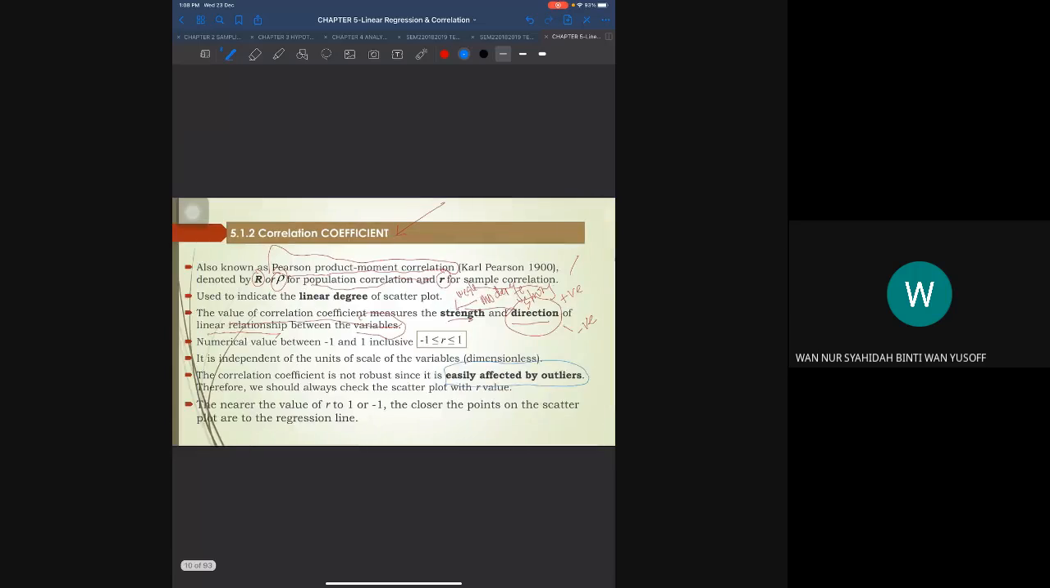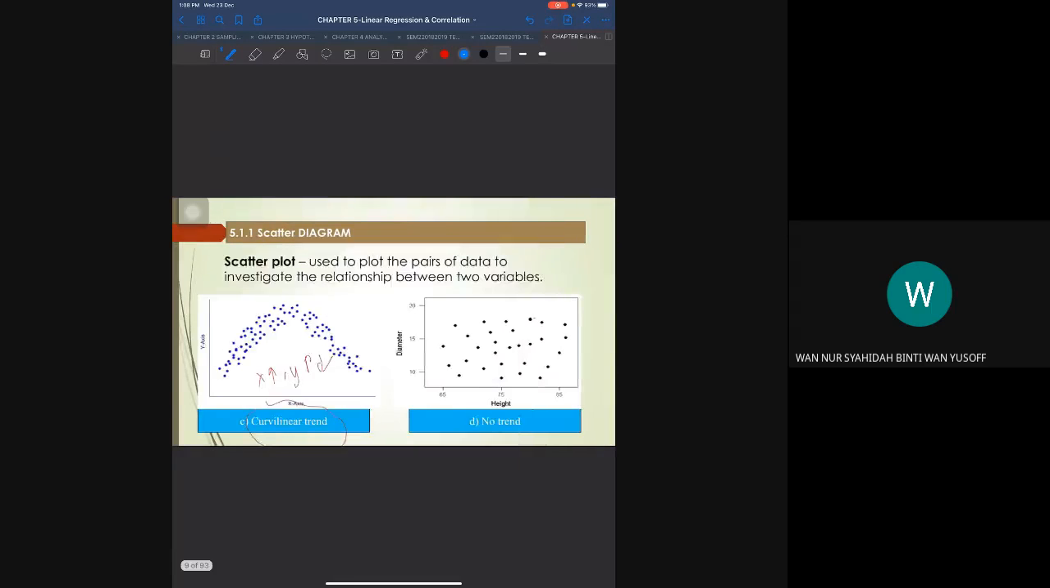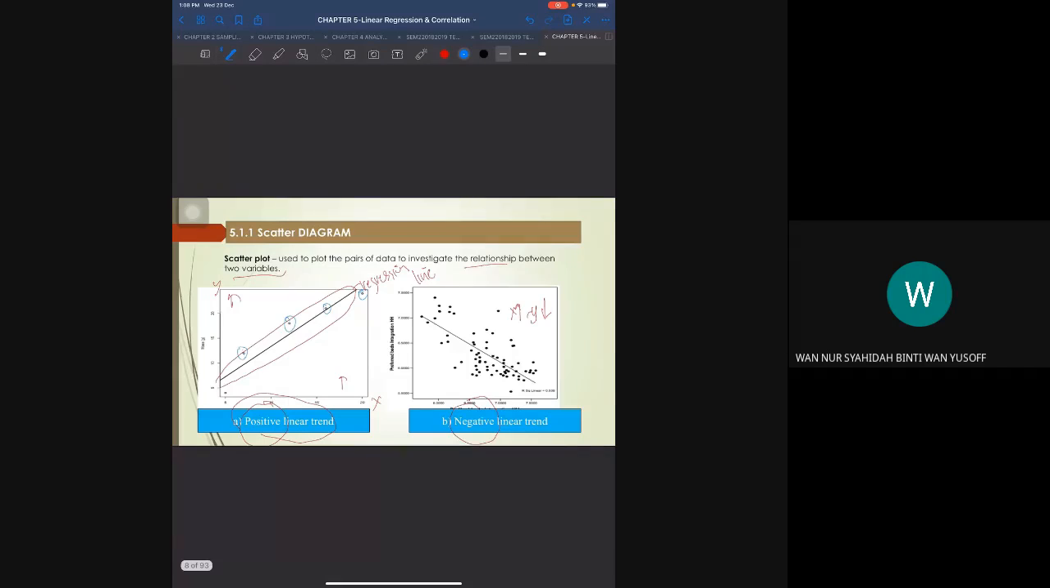So the nearer the value of r is to 1 or -1, the closer the points on the scatter plot are to the regression line. That is what I mentioned just now. If your data points are close to the regression line, it means that your r will be close to 1, or -1 if you have a negative linear trend.